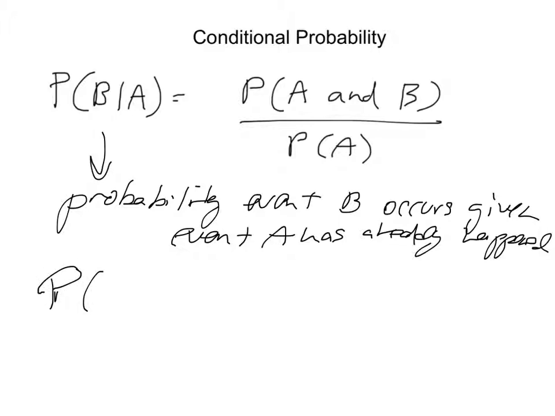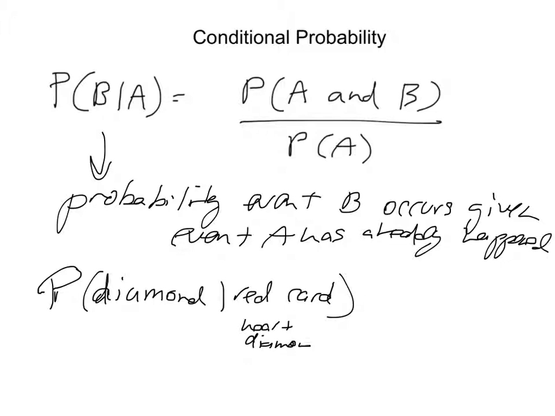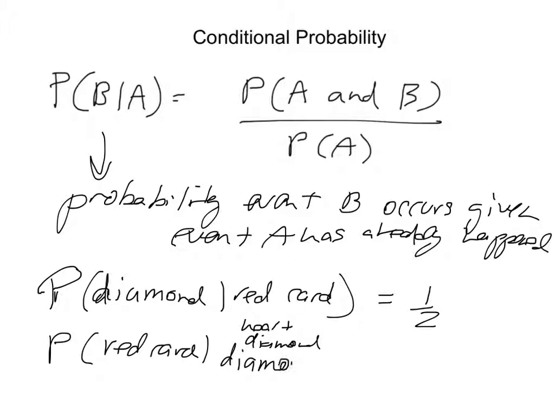So let's say the probability of a diamond given it's a red card. Well, we know that a red card can either be a heart or a diamond. So the probability that it's a diamond given it's a red card equals 1/2. Let's say probability of a red card given we have a diamond. Well, all diamonds are red. So the probability that it's a red card given it's a diamond equals 1. So that's kind of just showing you the different conditions.